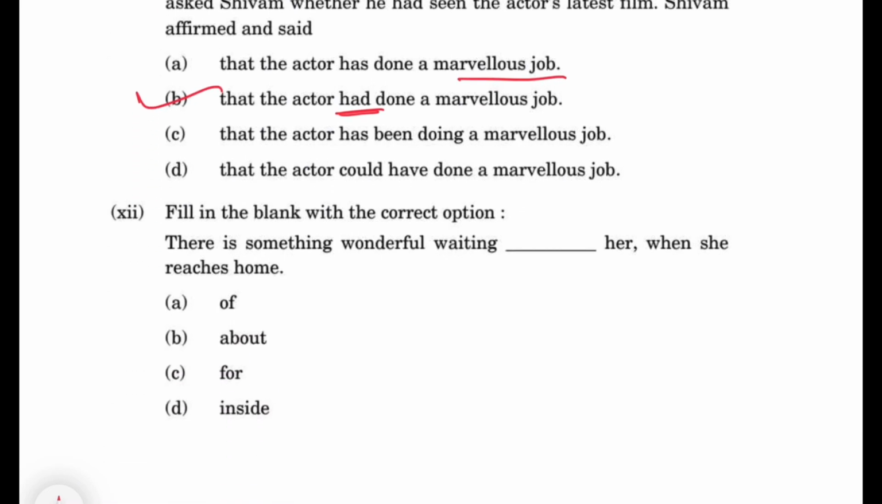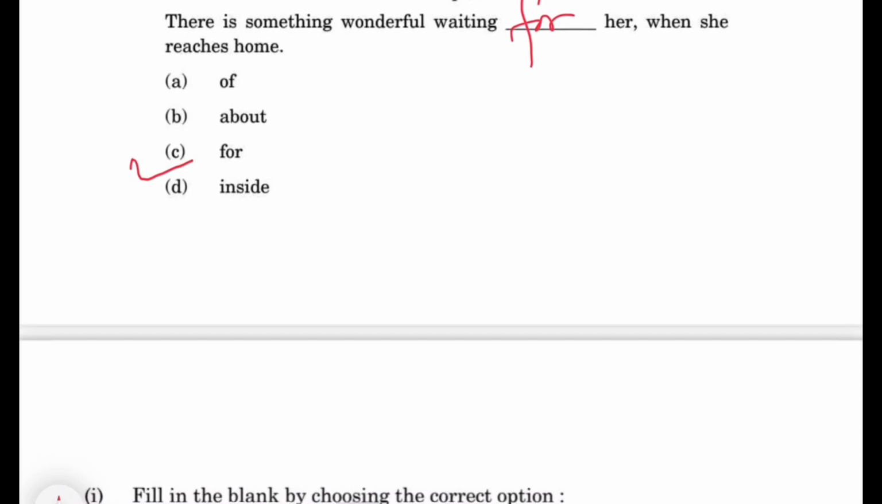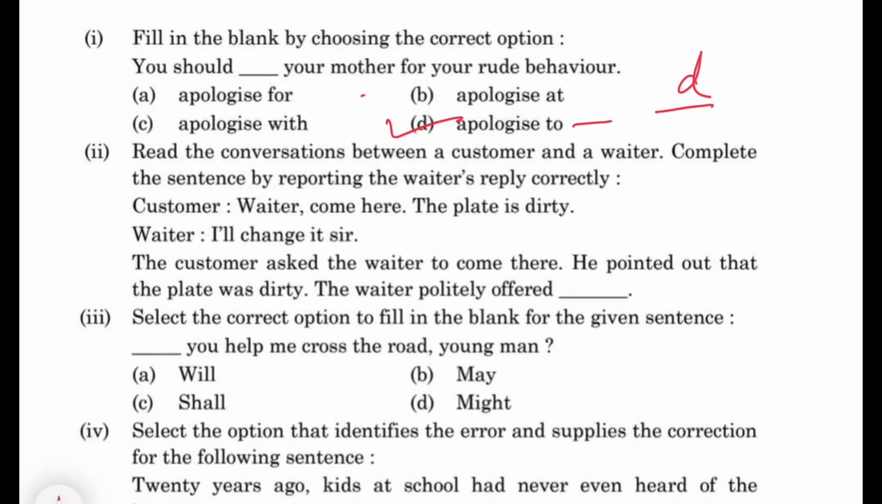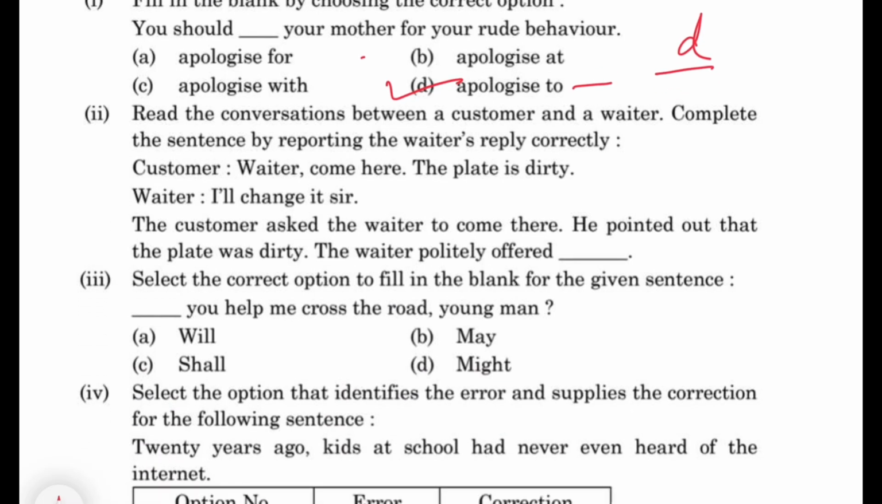B is the answer. Next is: there is something wonderful waiting for her. Okay, C. Next is: you should dash to your mother. So apologize to. Okay, D is the correct answer. Apologize to your mother for your rude behavior.